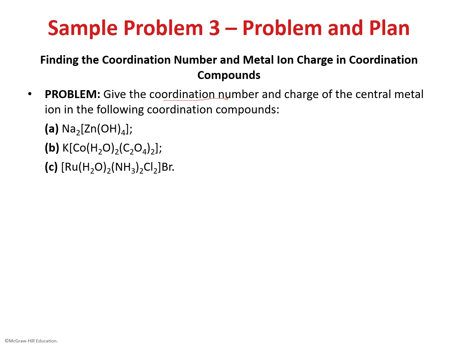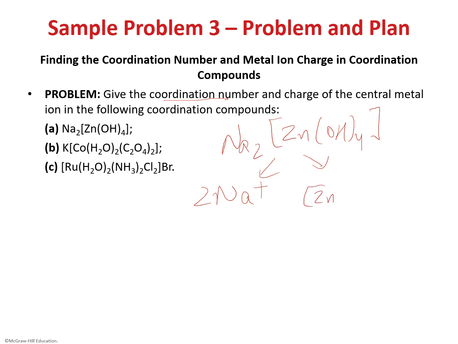So in this case, what is my complex ion? I'm going to start with Na2[Zn(OH)4]. So to find both of these, first thing we have to do is dissociate this. So there are 2 sodium ions, so it's going to be 1 sodium plus for each one of those, right? And there are 2 of those, which means to make this compound neutral, this complex ion, which is [Zn(OH)4], should have a total charge of 2 minus.